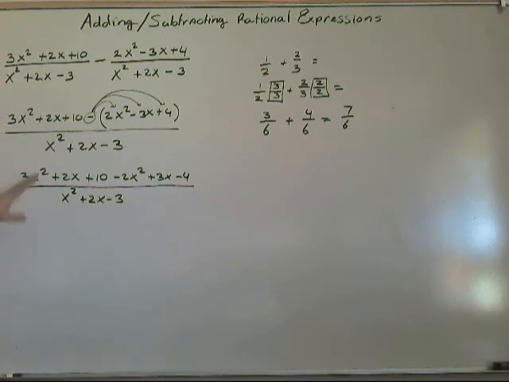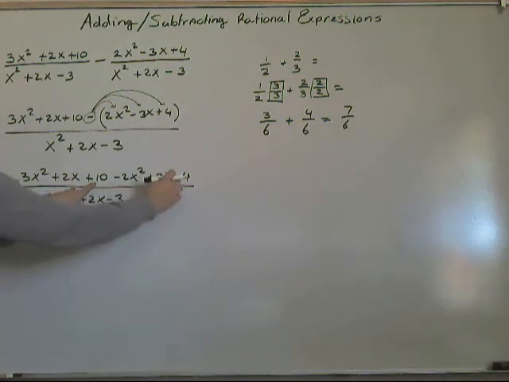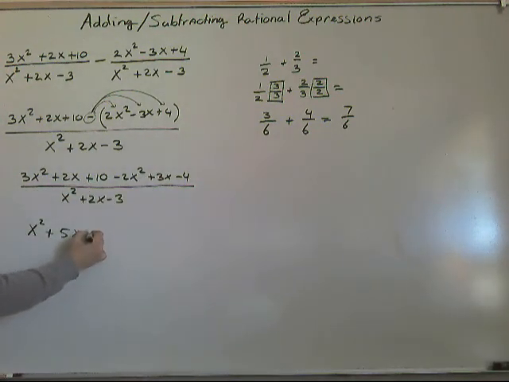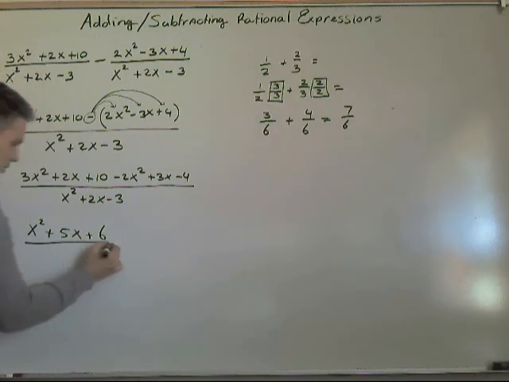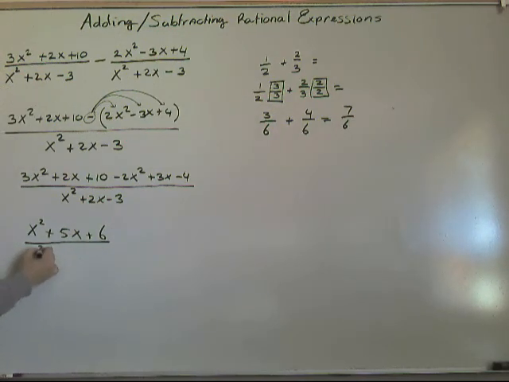Alright, now let's combine like terms here. Got 3x squared, I got a negative 2x squared, so that makes x squared. I got a 2x, a positive 3x, that makes 5x. And I've got a 10 and a negative 4, and that makes 6. All over x squared plus 2x minus 3.